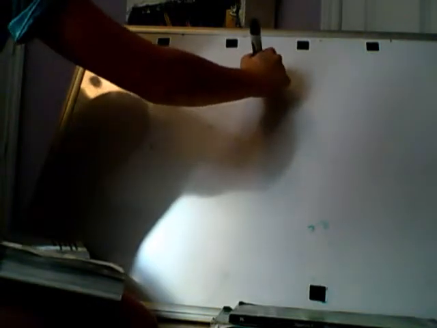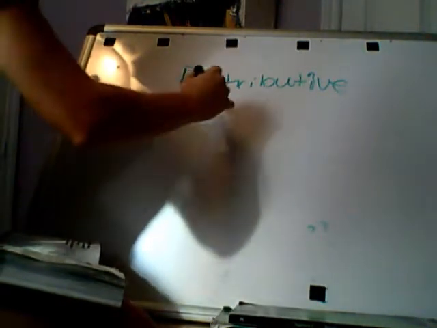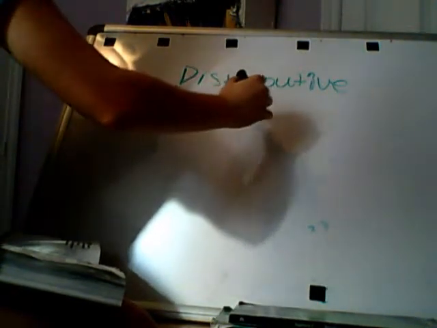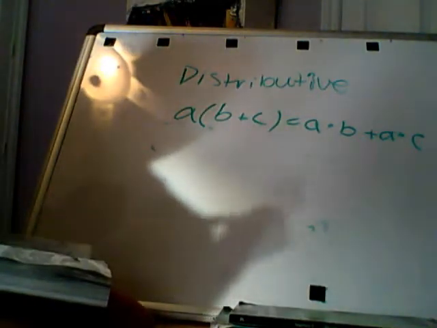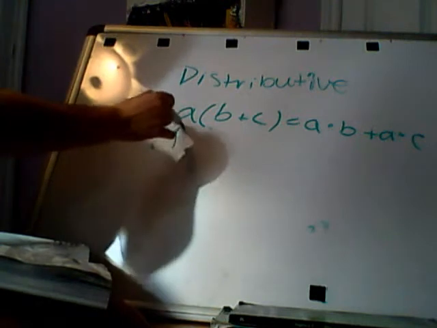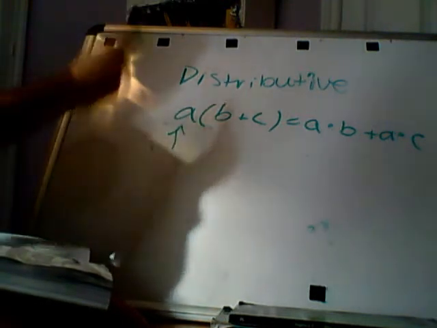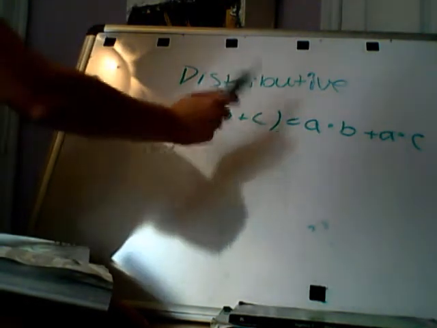Next, we have the distributive property. And the distributive property has to do with parentheses. So A times (B plus C) equals A times B plus A times C. So if you have parentheses with a term outside, you just multiply it to both the inner terms, B and C.